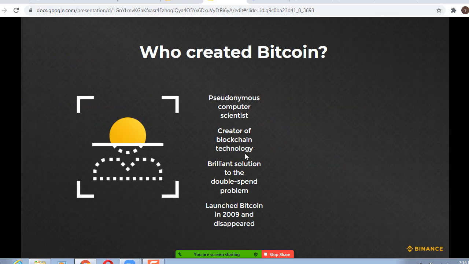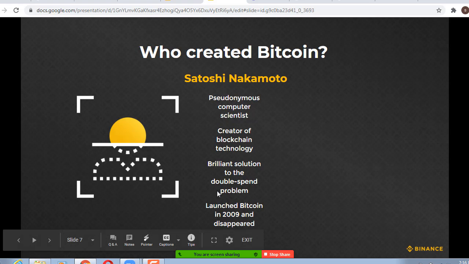So that is Bitcoin. Now, who created Bitcoin? The person that created Bitcoin is Satoshi Nakamoto. Sometimes people refer to it as a group of people that came together to create Bitcoin, and after that he or they disappeared. So it is a pseudonymous computer scientist. He created the blockchain technology, a brilliant solution that solved the double spend problem that we have in our legal government system.